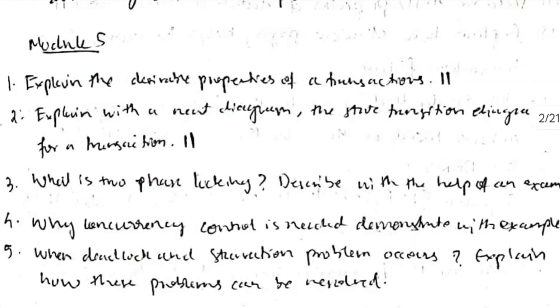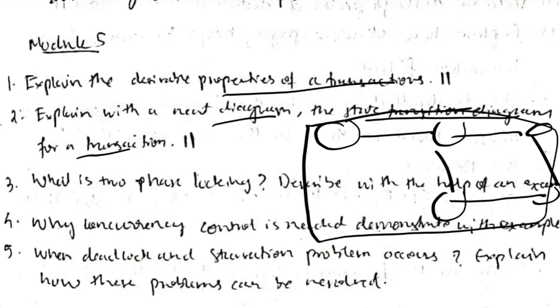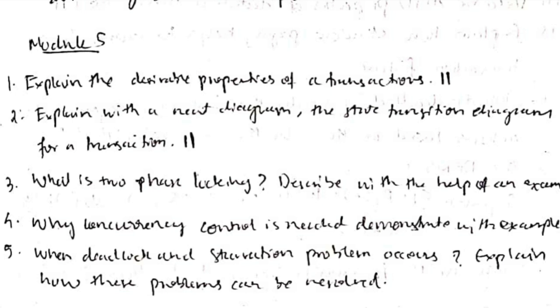Okay, coming to the previous questions, the important questions are the properties of transactions. And explain with a neat diagram the state transition diagram of a transaction that I have shown, right? There are 6 states here. When it gets aborted it will go to this state, and it is committed or partially committed. You have to make that diagram and explain each of these states. It's a very important question.